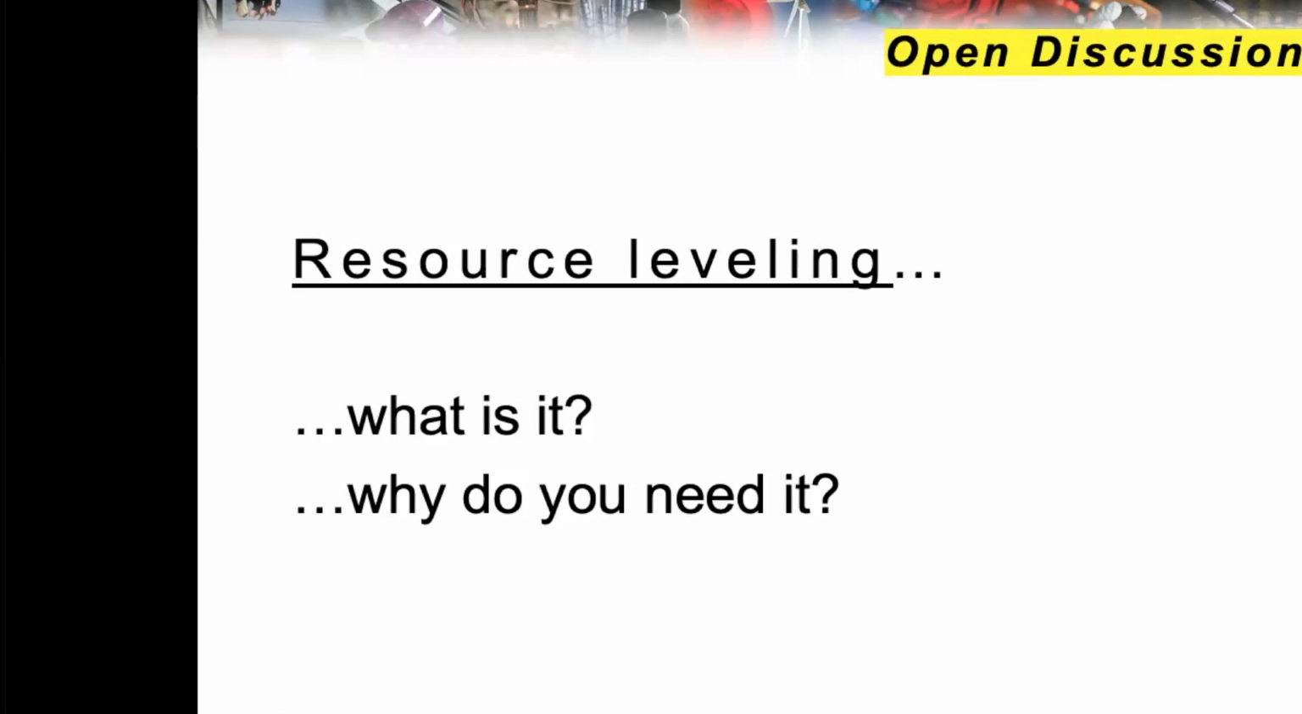Or maybe there might be, in this long project, right? Why do we need it? We need it because we have one designer. We need it because we have one machine. We have only one lab, one meeting room, and all these things. That's resource leveling. So that makes you look at your resources and level them.